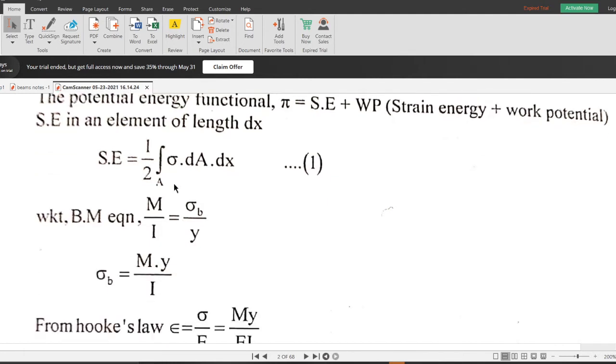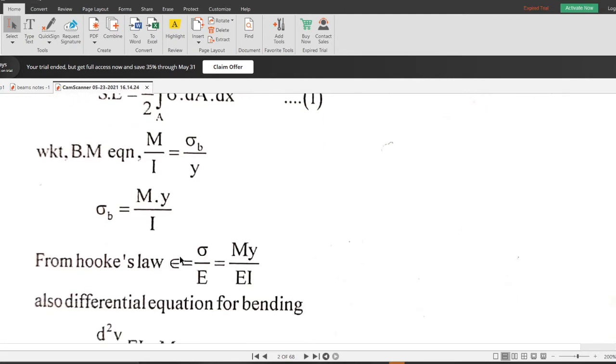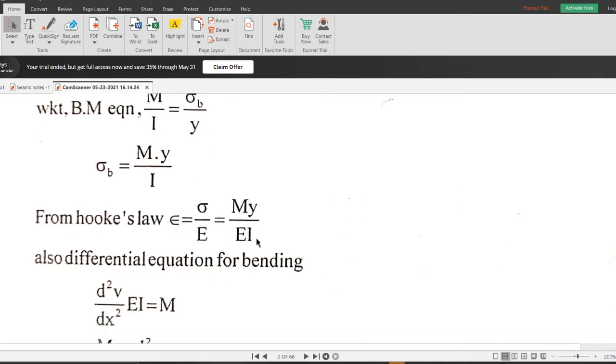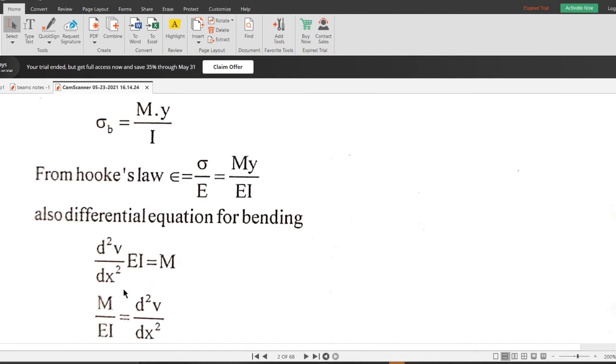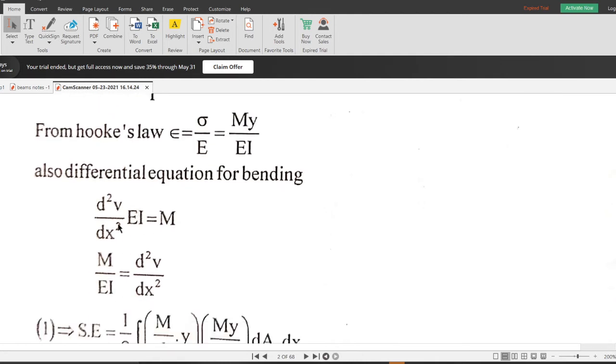To find sigma, we need to consider the bending moment equation, that is the bending stress formula: M by I is equal to sigma by y. Therefore, sigma becomes M into y divided by I. Again, we consider Hooke's law. According to Hooke's law, epsilon is equal to sigma by E. Therefore, substituting sigma back, we get epsilon. Also, we know the differential equation for the bending moment is M equal to EI d²v by dx². Therefore, M by I is equal to E d²v by dx², where d²v by dx² is called the curvature.